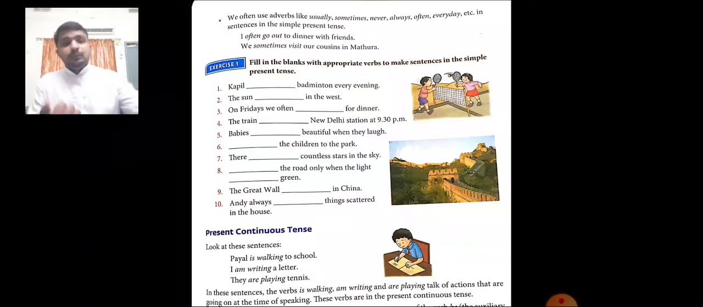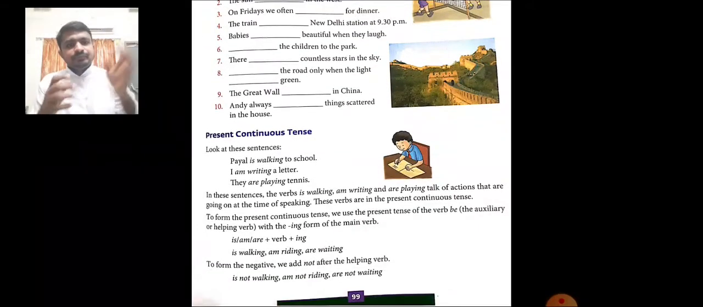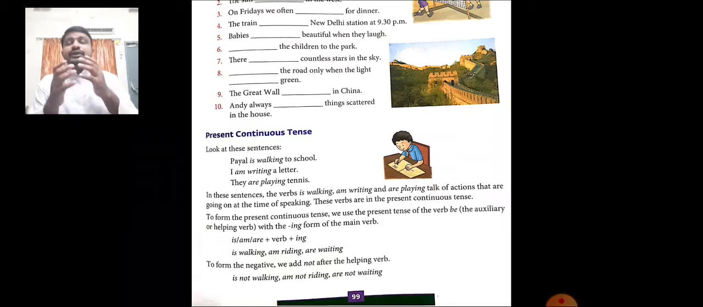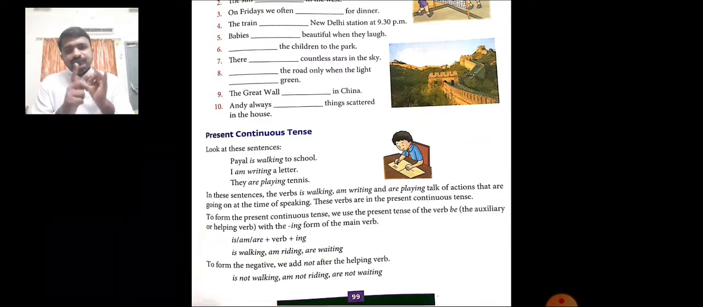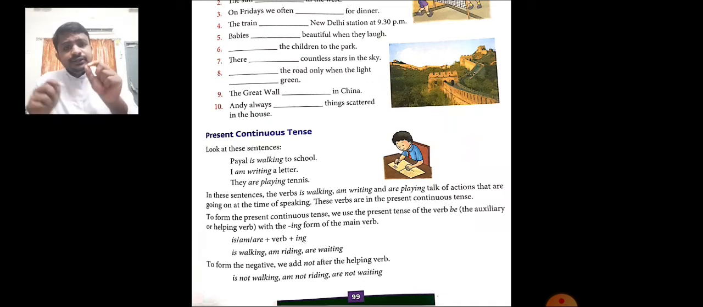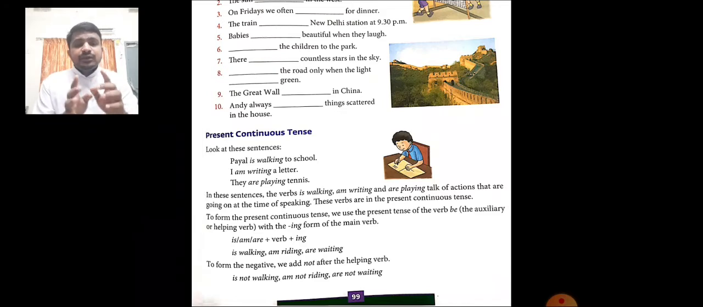Now we are moving to present continuous tense. First of all, see what is the formula. Subject plus is or am or are plus ing form of the verb plus object. For example, I am writing, we are writing, you are writing, he is writing, or she is writing, or it is writing, then they are writing. So, is or am or are plus ing form of the verb plus object.